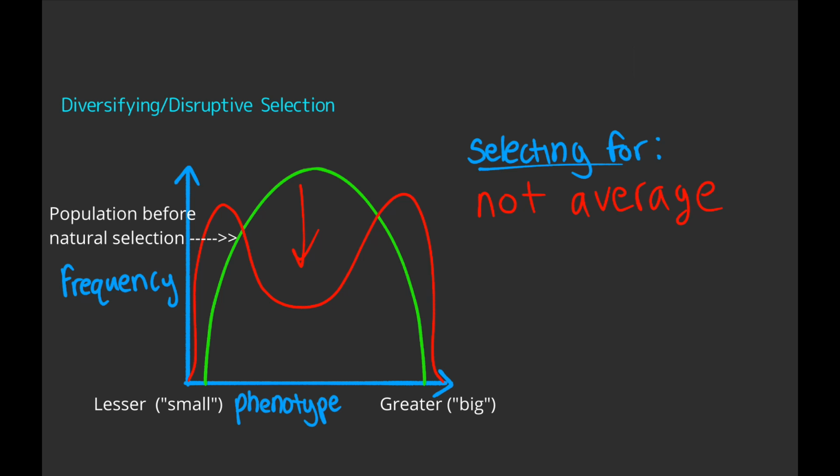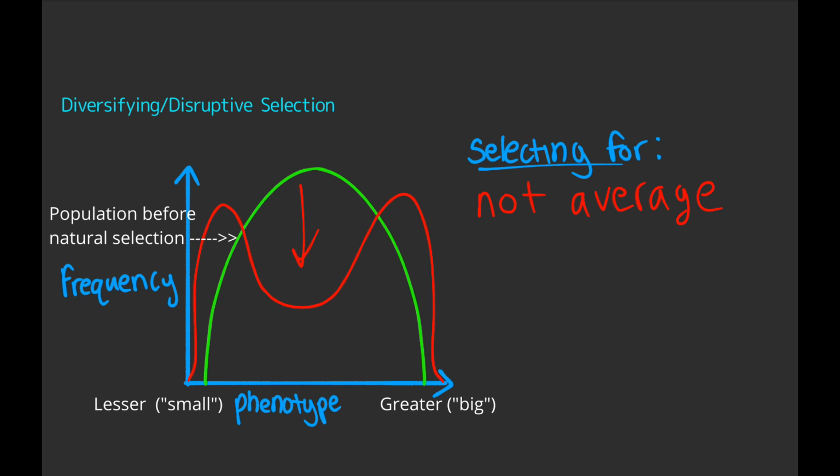And now, something special about disruptive selection and how it's different from the other types of natural selection is that this is actually how one population, which is one group of a species in an area, diverges into two different species.